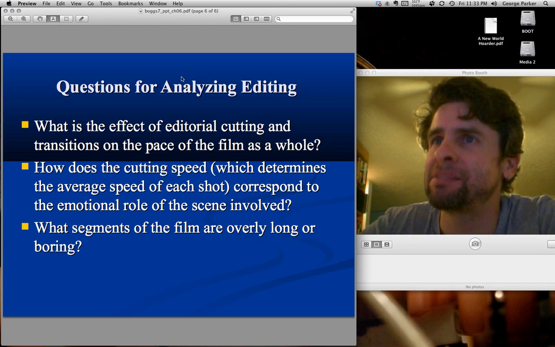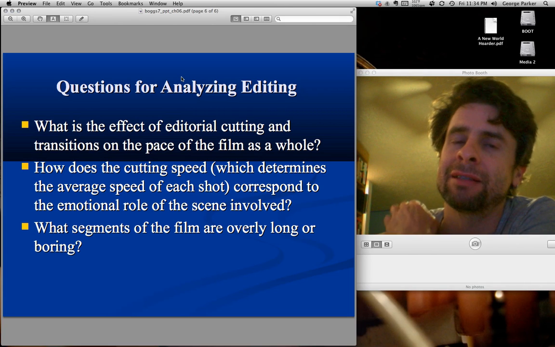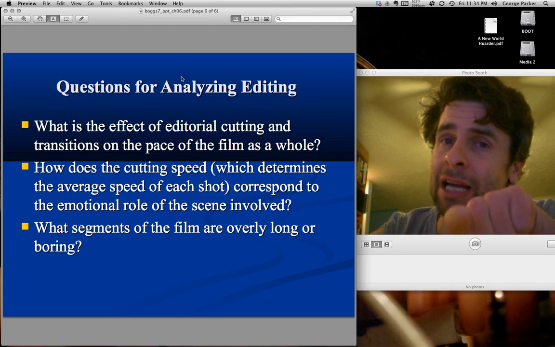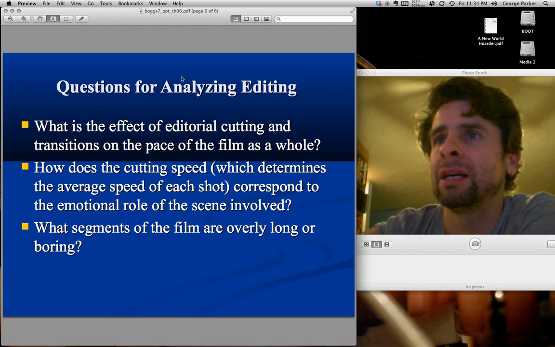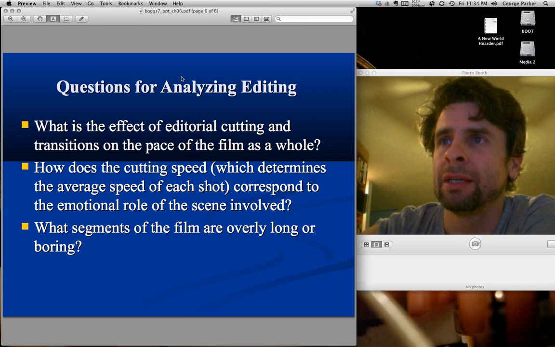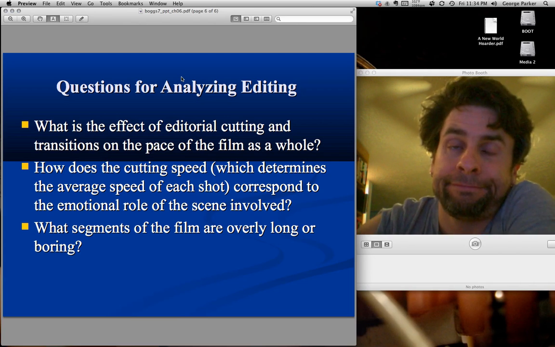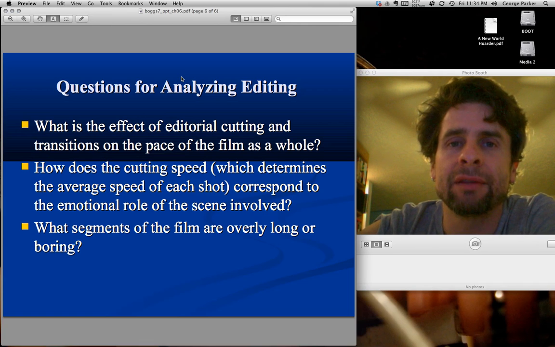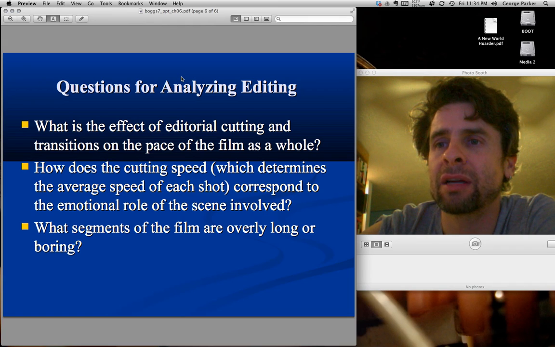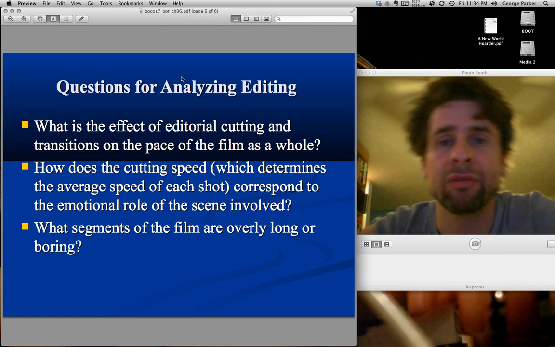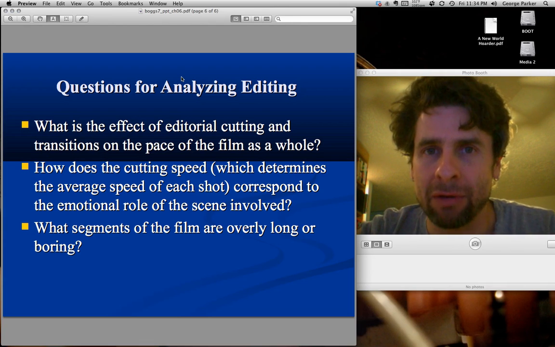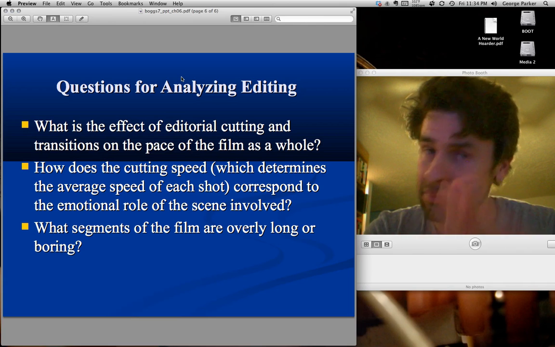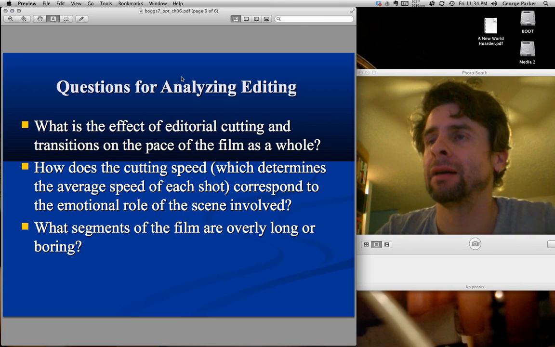How does the cutting speed, which determines the average speed of each shot, and that's just how long it lasts on the screen, which is something you'll be actually trying to keep track of in your assignment, correspond to the emotional role of the scene involved, or the role of emotion? Can you correlate the two? How long a shot lasts and the speed of the cutting, and how it conveys information in terms of emotional intensity, both of the emotional intensity in the scene and the emotional intensity of your experience. Sometimes they're the same, sometimes they're not the same.